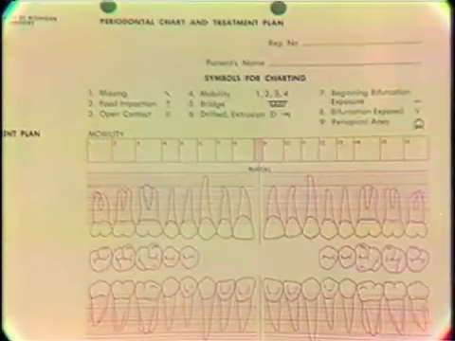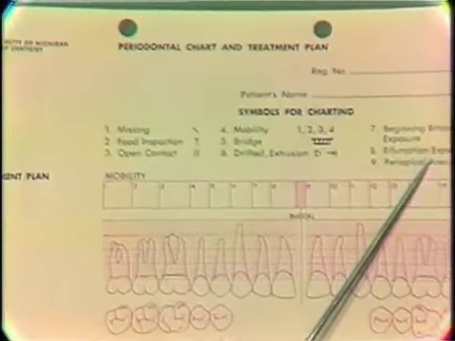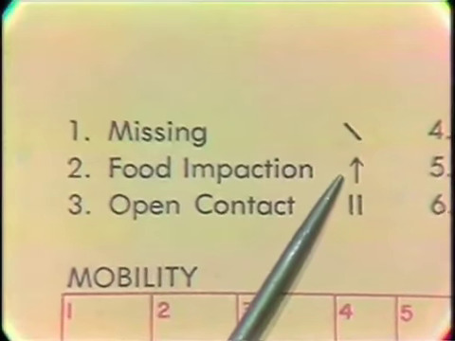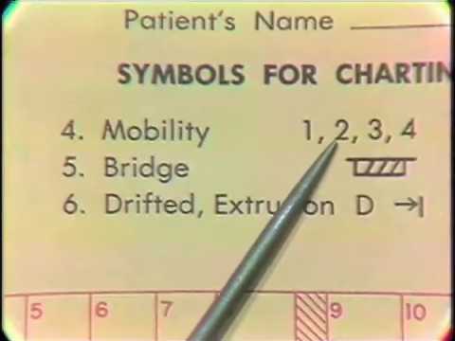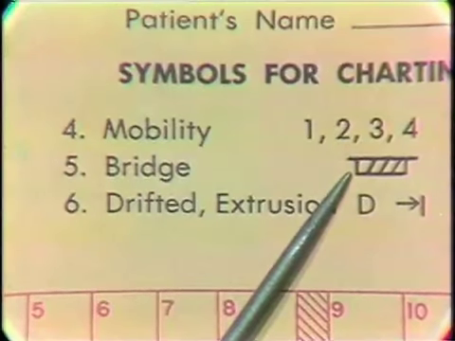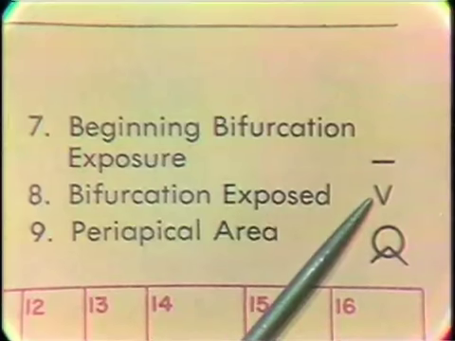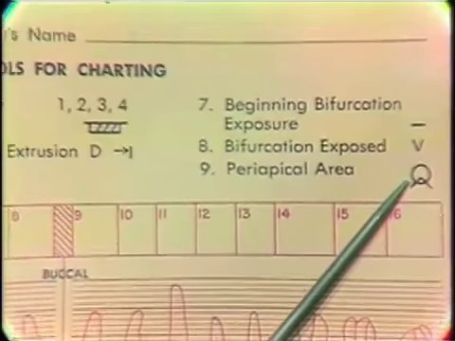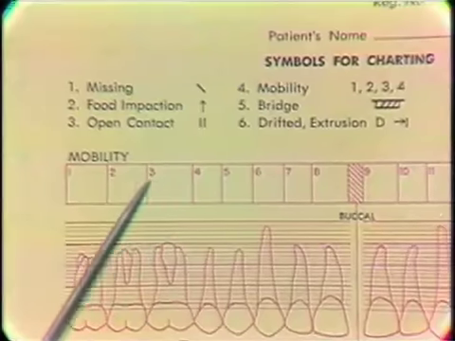The symbols used for charting are shown at the top of the periodontal chart. There are symbols for missing teeth, food impaction, open contacts, mobility, bridges, drifted or extruded teeth, beginning furcations, exposed furcations, and periapical areas. Mobility of the teeth is recorded in the squares both here and at the base of the chart.